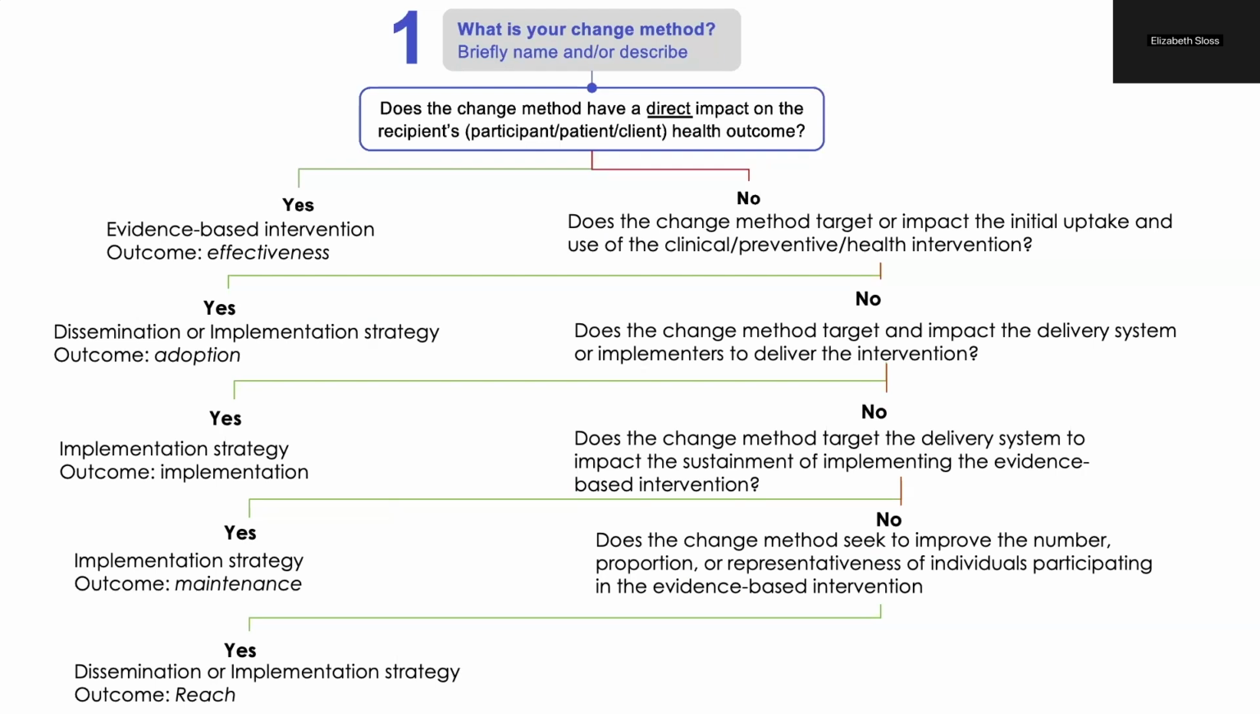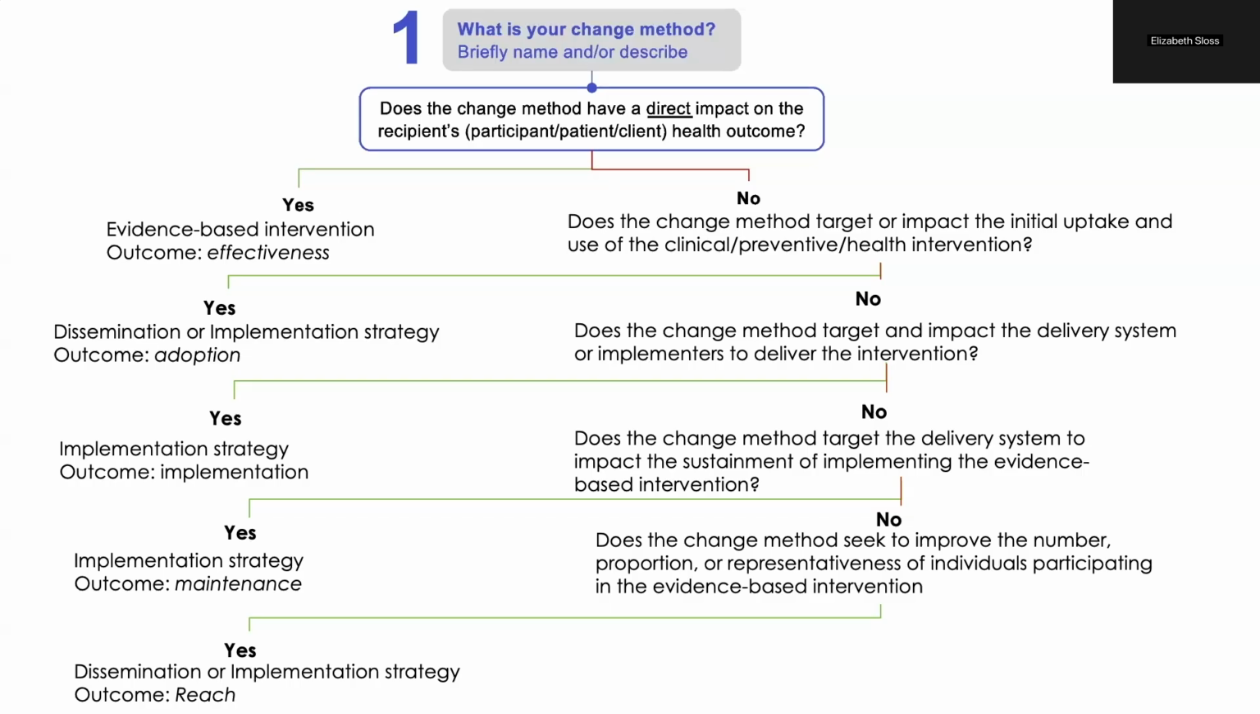So if you say yes, then what you're really looking at is trying to design an evidence-based intervention to improve the effectiveness outcome, right? Because that's what you're trying to change. You're trying to change health in participants. But if that's not your direct goal, because it is the goal for almost all dissemination and implementation science, then the next question you'd ask yourself is, does the change method target or impact the initial uptake and use of the clinical preventive health intervention? I'm just going to call that evidence-based intervention as we go forward here.